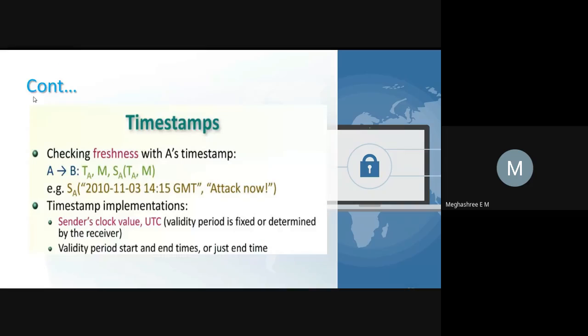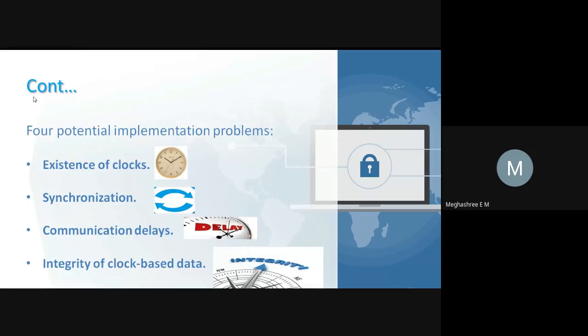So this is an example which I've considered, right? So with respect to implementation of this method, we can see the four problems, that is existence of clock, synchronization, communication delays, and integrity of clock-based data.